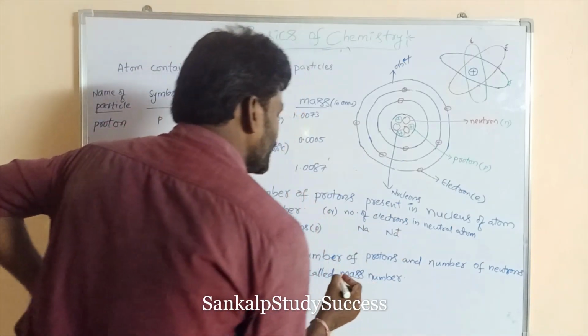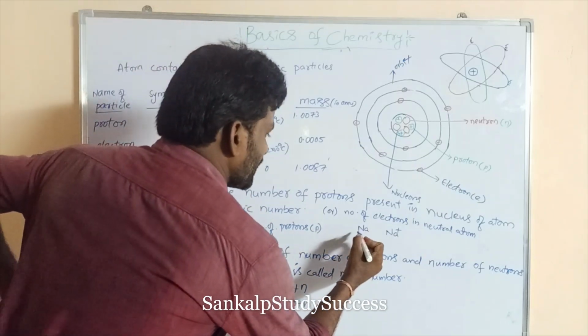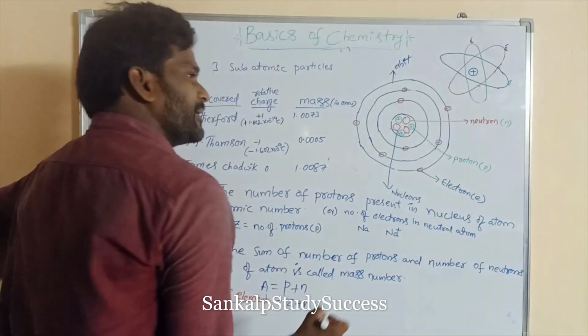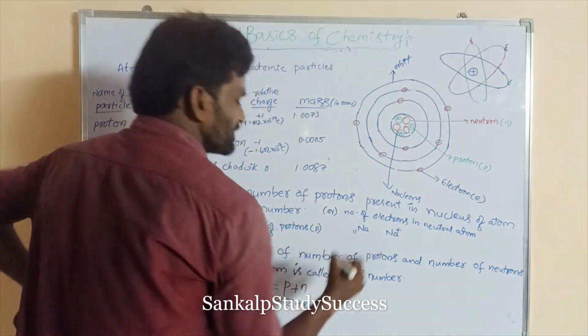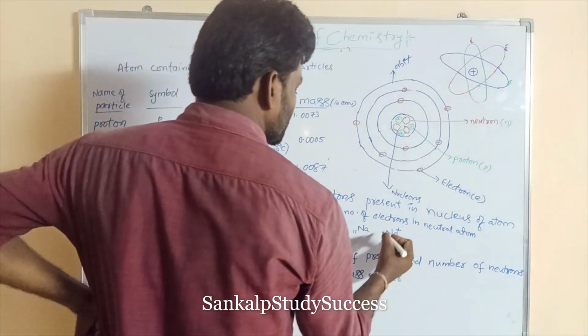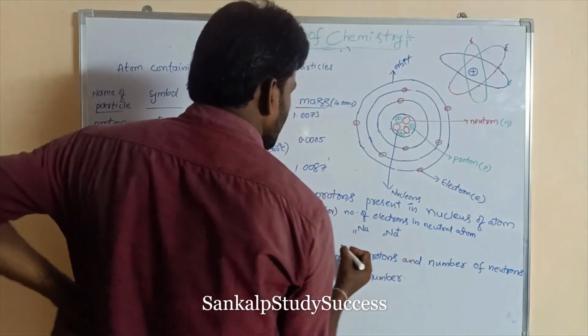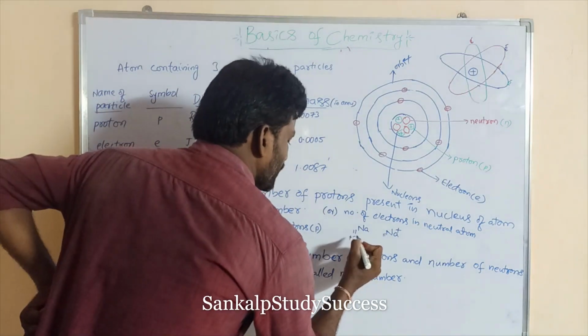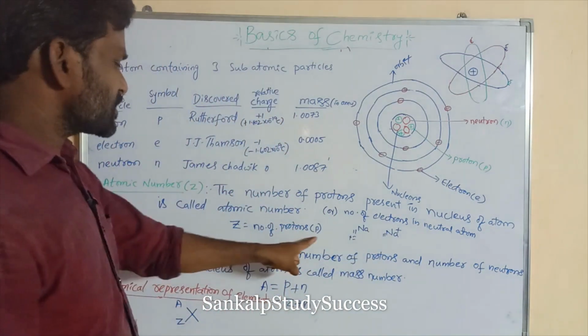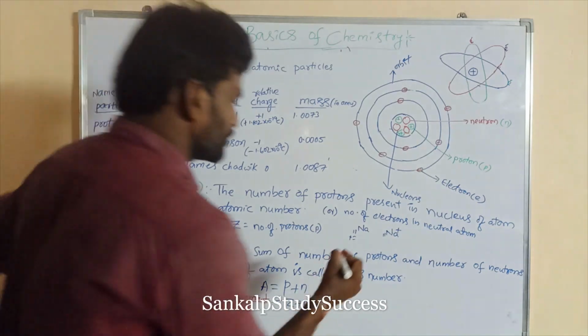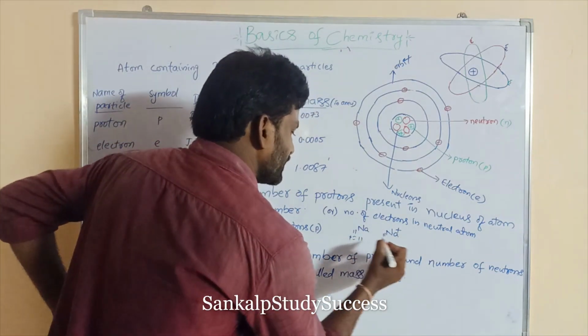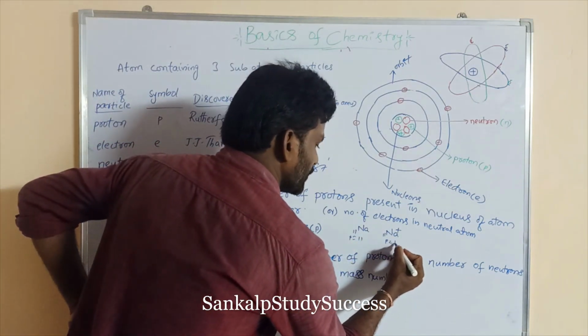In these two, what is the atomic number? Sodium is 11. Its atomic number is 11. So its atomic number is also 11, right? So the number of protons is equal to the atomic number. So here 11. Here also the number of protons is equal to 11.